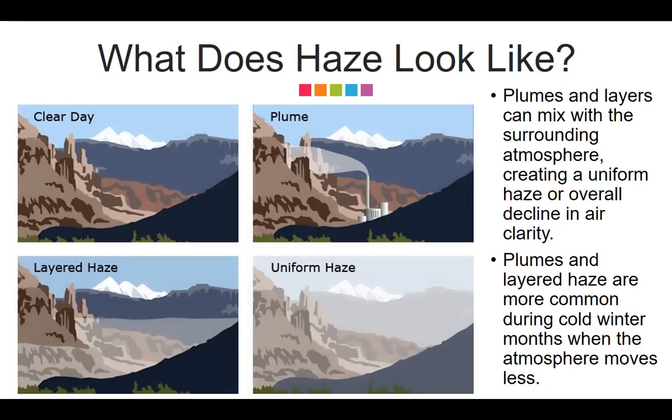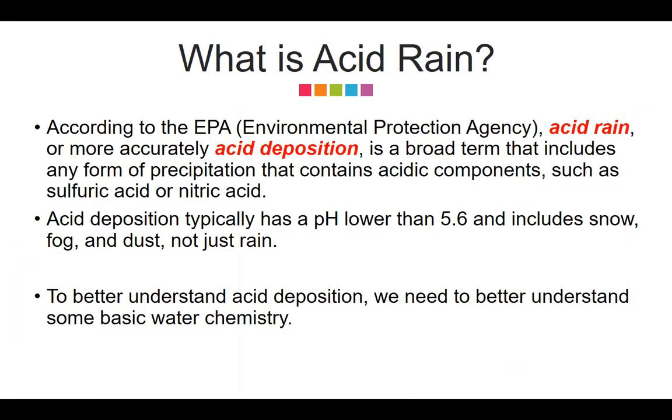All right, the next thing I wanted to talk to you about was acid rain. According to the EPA, acid rain, or more accurately, acid deposition, is a broad term that includes any form of precipitation that contains acidic components such as sulfuric acid or nitric acid.